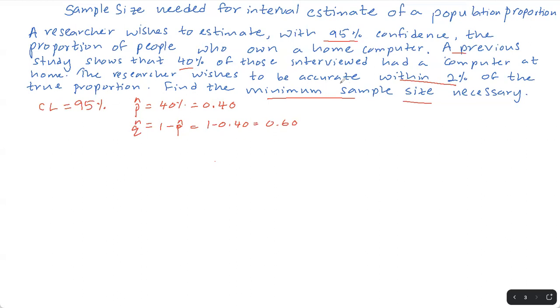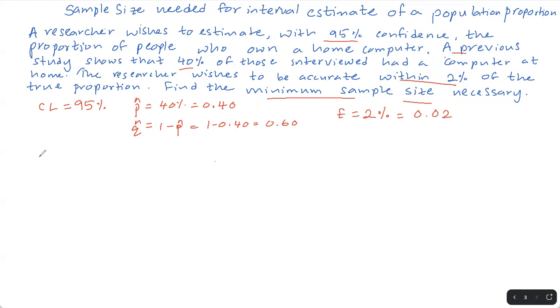So another piece of information is the researcher wishes to be accurate within 2%. So within 2% means your margin of error, in this case 2%, which is 0.02 as a decimal number. So then let's see what we need to calculate the sample size.